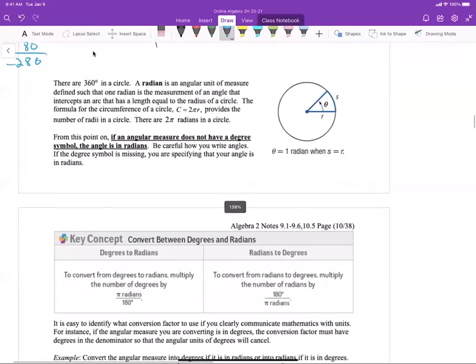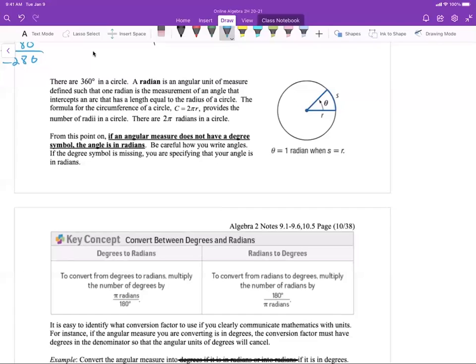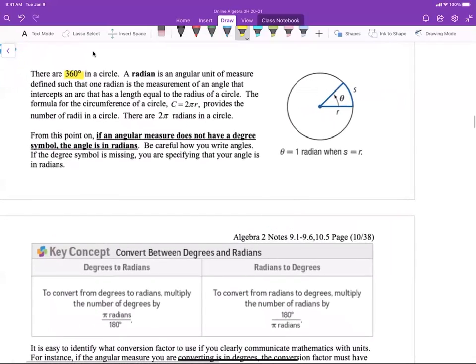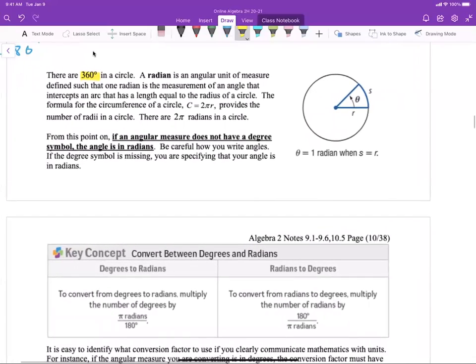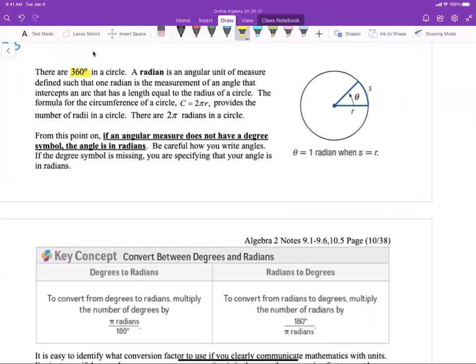There are 360 degrees in a circle. Okay, I'm pretty sure you feel good about that. A radian. I'm not sure if this is the first time you've ever been introduced to this, but this is going to become quite important. A radian is the angular unit of measure, and it is defined such that 1 radian is the measurement of the angle that intercepts an arc that has a length equal to the radius of the circle.